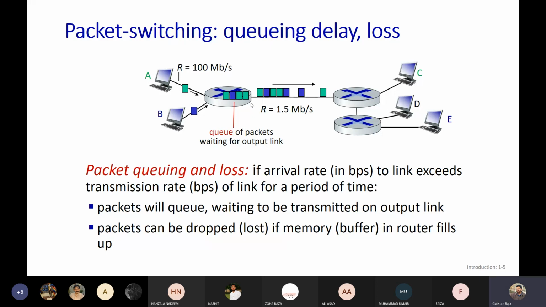This can happen at any router. So this is what we call queuing. Naturally, there will be a delay due to queuing, and then there will be packet loss. These are the two phenomena which frequently occur in routers if their buffer fills up. Have a look at it, and if you have any question, you are welcome.